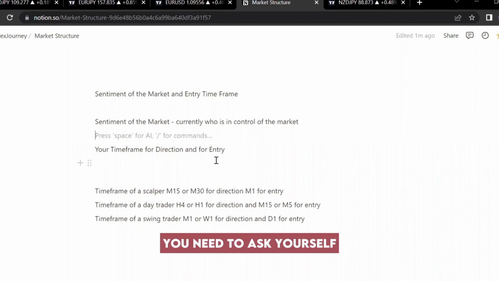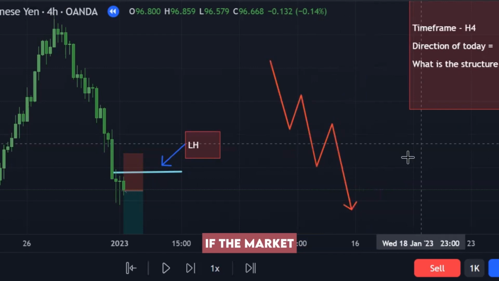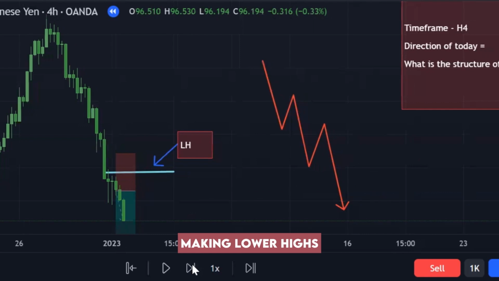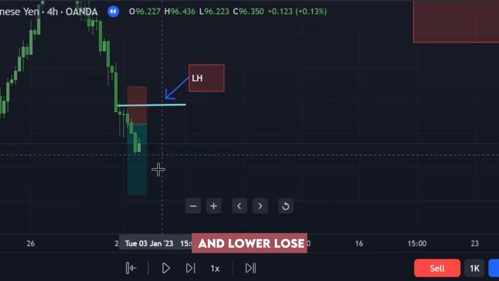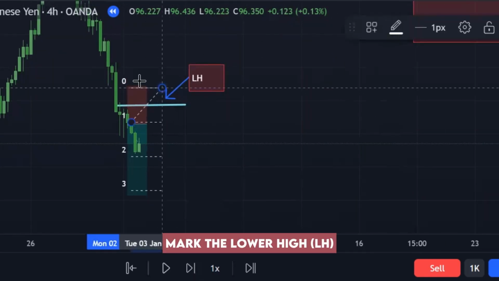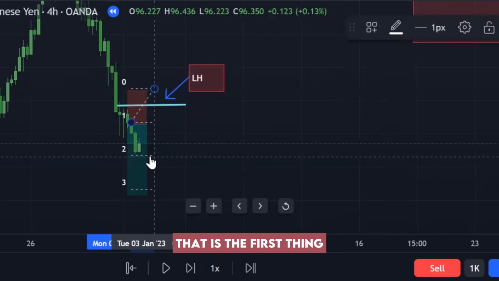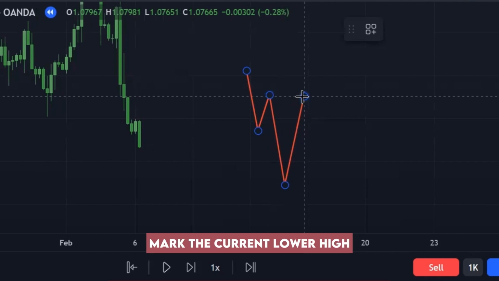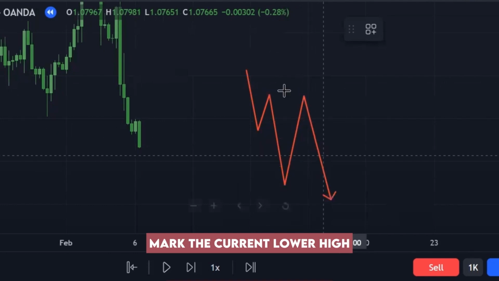Once you're clear on your time frame, I will say, for example, the 4 hours time frame, you need to ask yourself, what is the direction of the market in the 4 hours time frame? If the market, just like Euro USD, is going down, making lower highs and lower lows, you need to mark the lower high. That is the first thing you need to do to be a successful trader. Mark the current lower high.